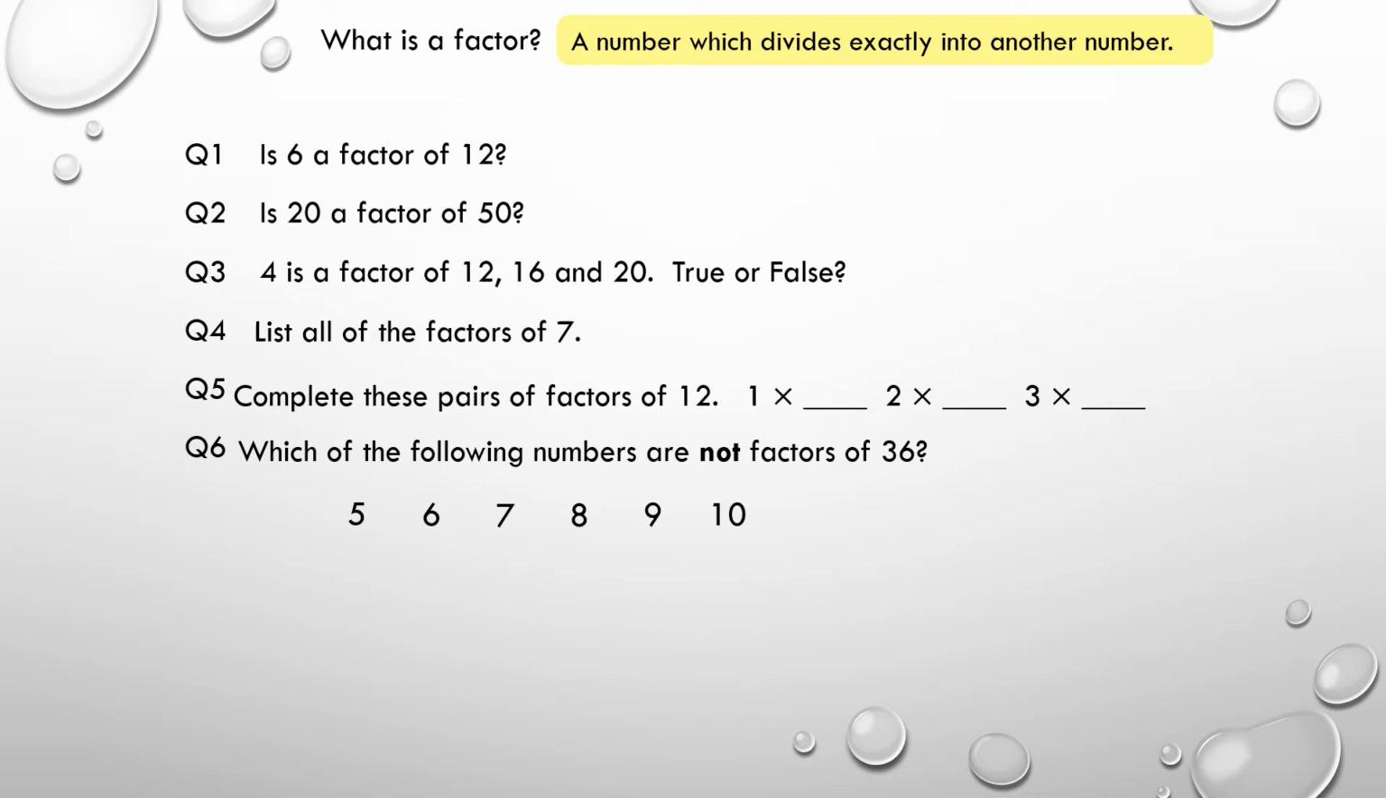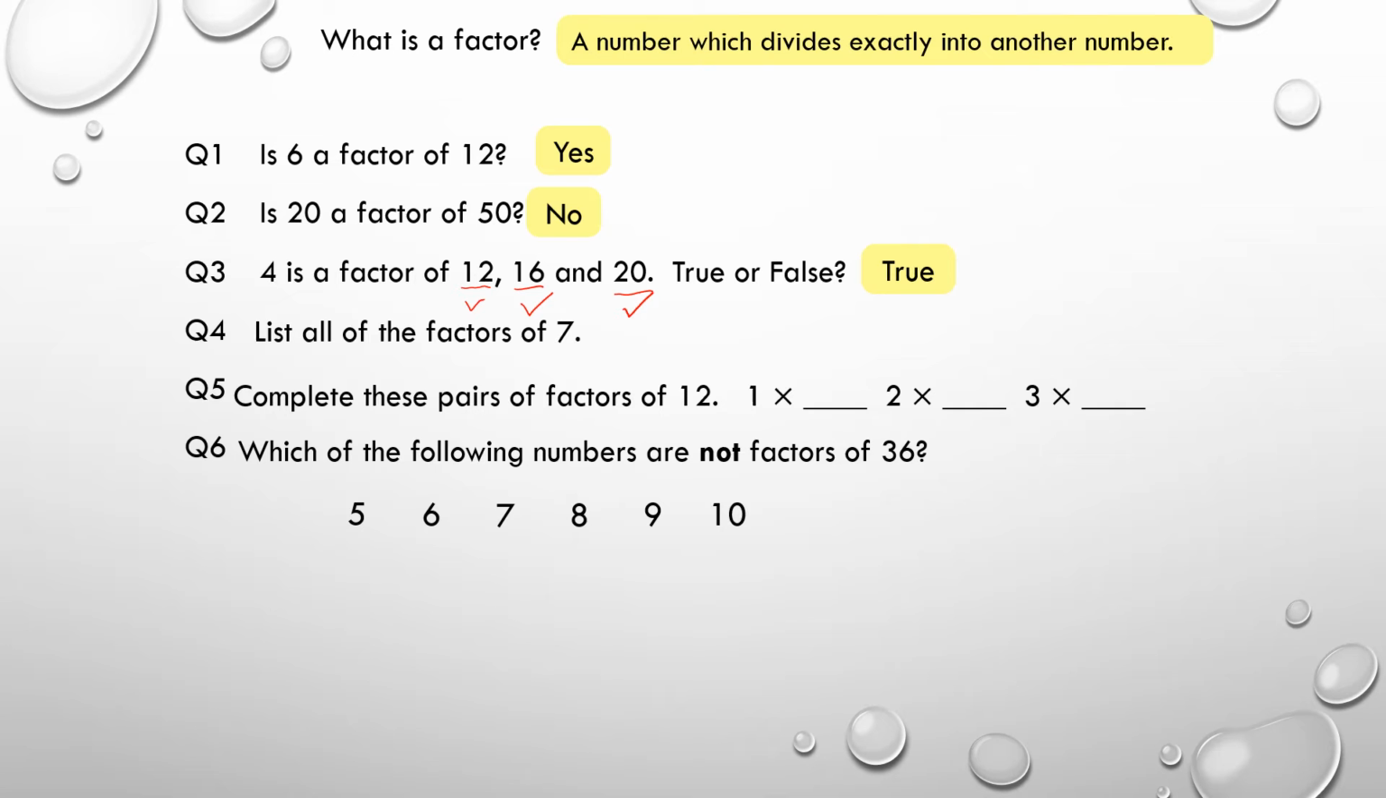Is 6 a factor of 12? Yes, because we could do 6 times 2 to give us 12. Is 20 a factor of 50? No, we can't do 20 times anything that's a whole number to give us 50. Is 4 a factor of 12, 16 and 20? Okay, so let's think about 12. We know we can do 4 times 3, so that's correct. 16, we can do 4 squared, or 4 times 4, so that's correct. And 20, we could do 4 times 5, so that one is true.